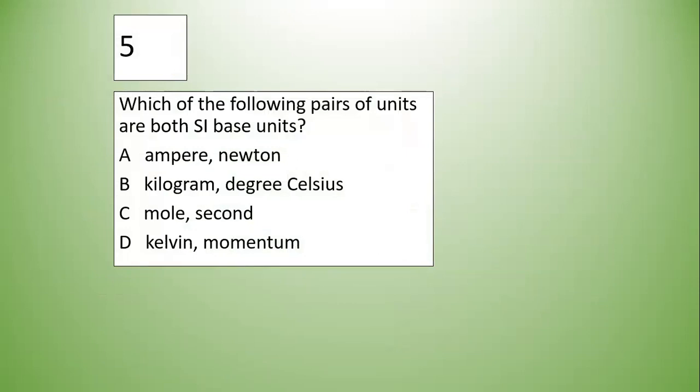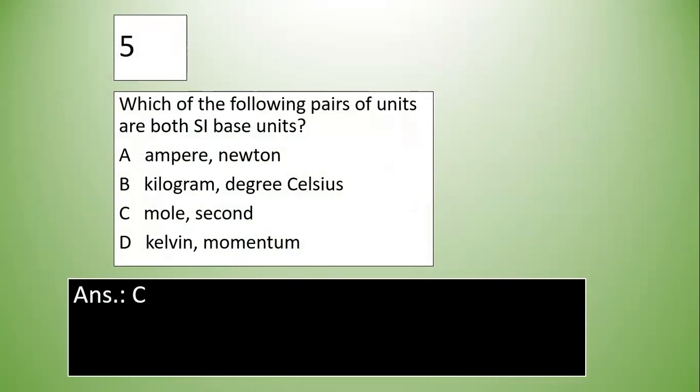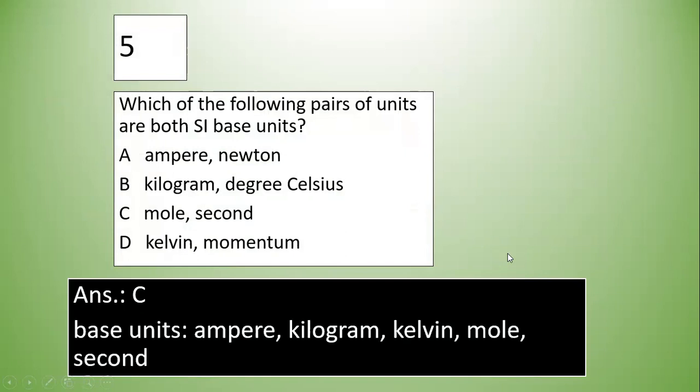Okay, test yourself. Which of the following pairs of units are both SI base units? Must be able to recognize. Right? So we got C, the answer is right. Mole and second. Newton is a derived unit, the unit for force. Celsius is not an SI unit. Momentum is not an SI unit, it's a derived unit. So base units are ampere, kilogram, Kelvin, mole, second.